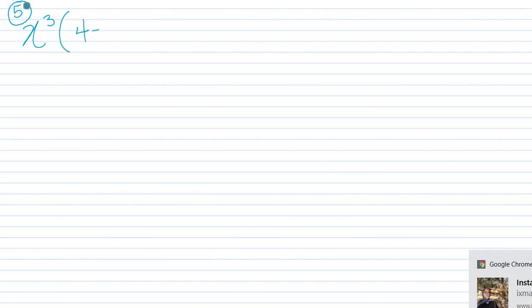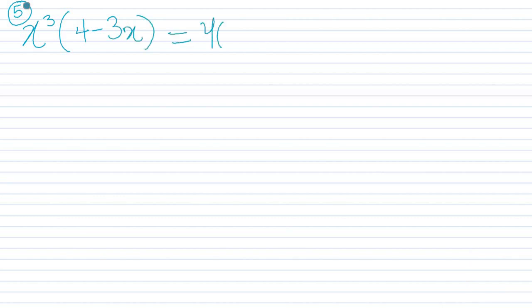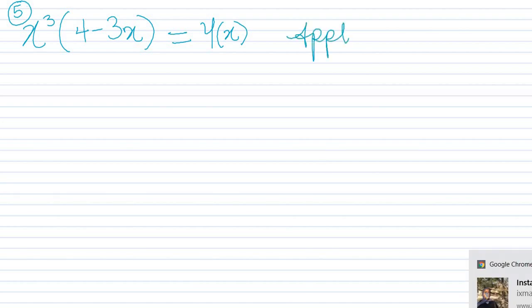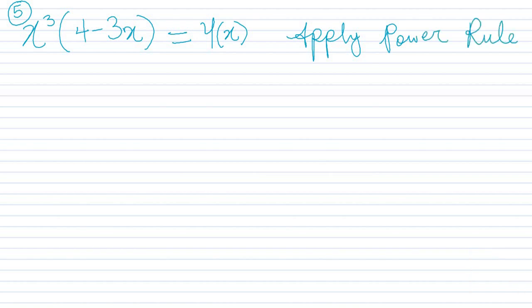Now let's do the problem we have. In question 5, the problem we have is x cubed multiplied by 4 minus 3x, and this is the function y of x. So we're given this function and we're supposed to apply the power rule. So now you're like, dang, how do I apply the power rule to this? Well, look no further, you're going to know.